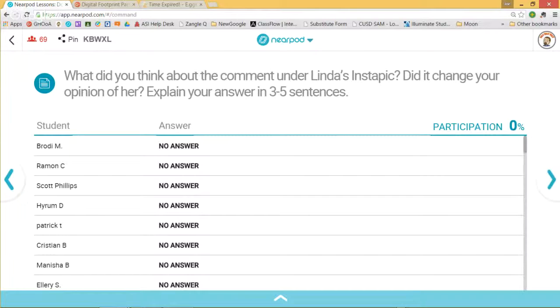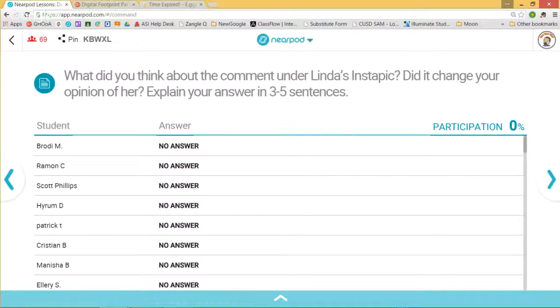So we're going to focus on Linda right now, sorry, just testing you. What did you think about the comment under Linda's Instapic about the food? She said that she made this food, and then the comment underneath said, you didn't make that, you bought that, basically. Did that change your opinion of her? Before that post, did you think that she was perfect? And then you read this post like, wait a minute, if she'll lie about food, what else could she lie about? Right? So if that made you change, please type this in.